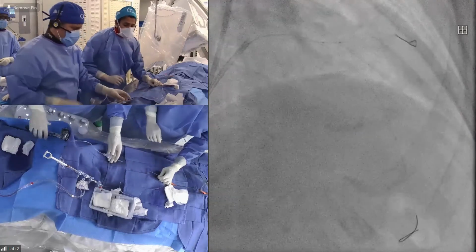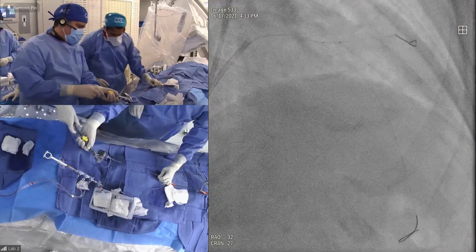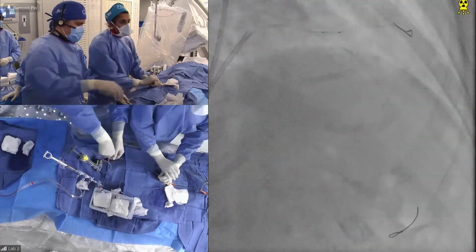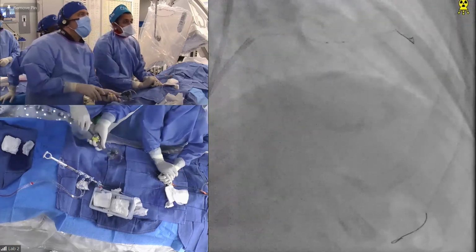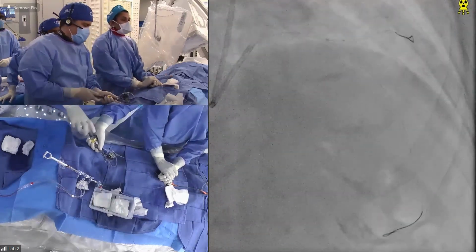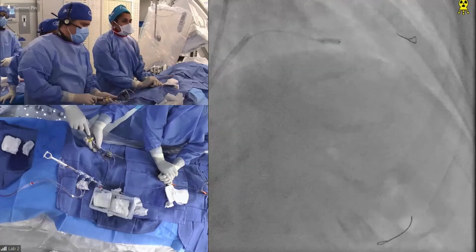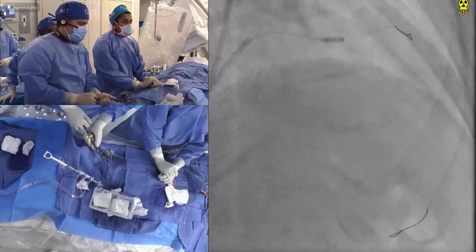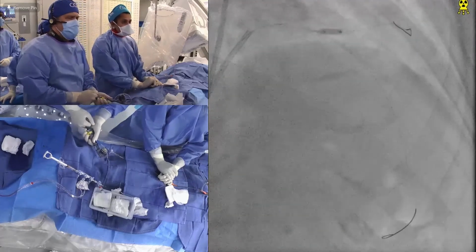Okay. So if you see what I did, there was a wire entangled. So I pulled back the LED wire. The cutting balloon would not go. I pulled back the LED wire and recrossed. Now the cutting balloon went into the diag. It's a 2.75.